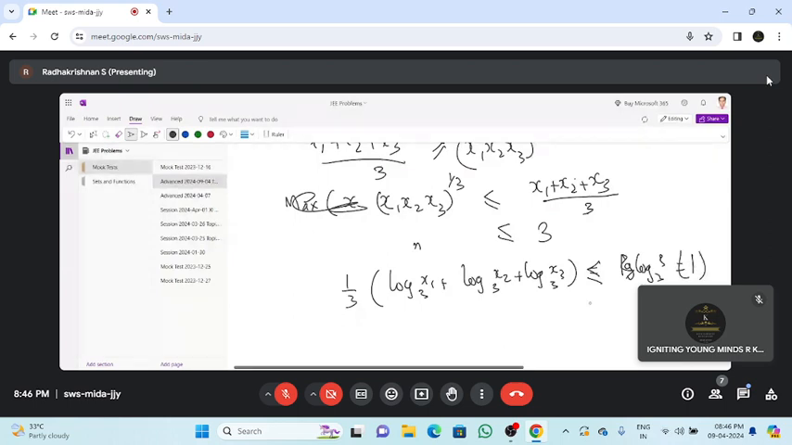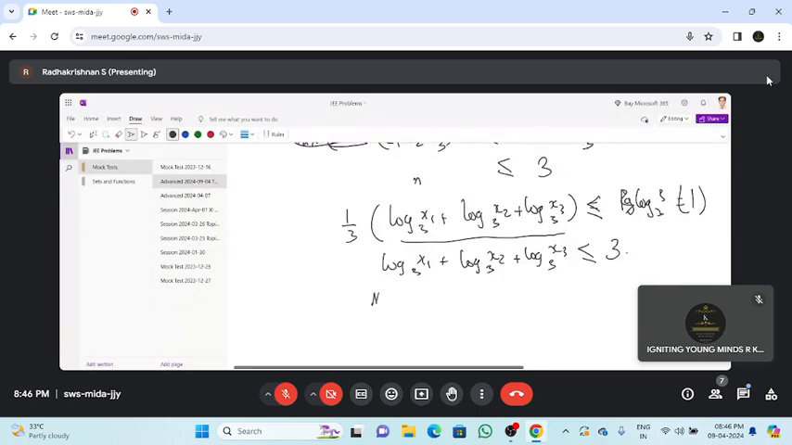So 1 by 3 log x1 plus log x2 plus log x3 is less than or equal to 1. That is, log x1 plus log x2 plus log x3 is less than or equal to 3. That's what you got. So capital M is the maximum value of log x1 plus log x2 plus log x3. So we got small m equal to 4 and capital M equal to 3.